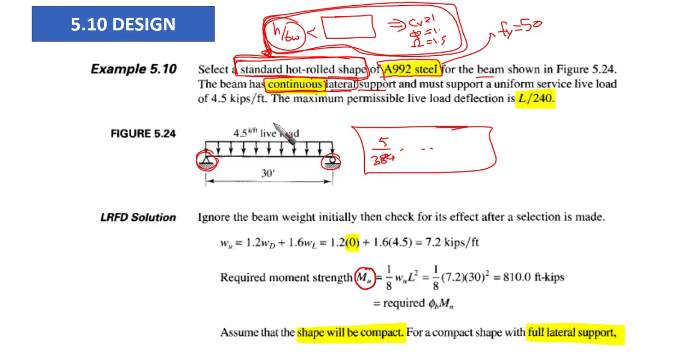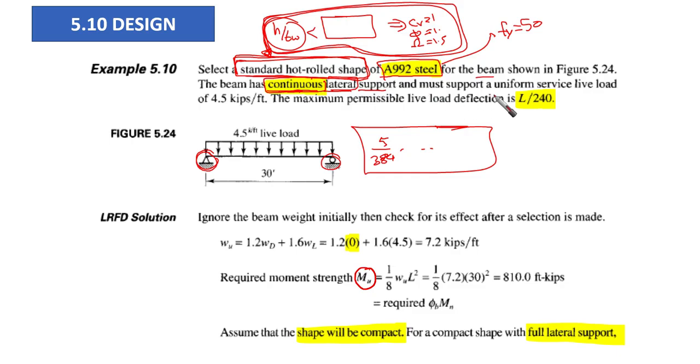Lateral support means that lateral torsional buckling is not going to be an issue for us, because it is continuous support. No problem. We are not afraid of the flange buckling elastically or inelastically.